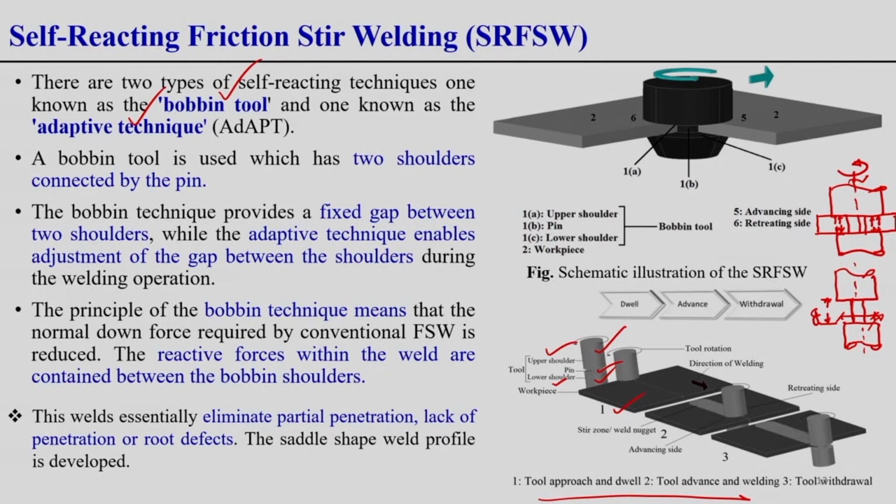This force acts on the tool shoulder surface due to the self effect, meaning the motion of the workpiece material inside. That is why it is called self-reacting: a reaction force is created in the weld zone and acts on the shoulder surface of this bobbin tool. That is why it is called the self-reacting type of friction stir welding process.